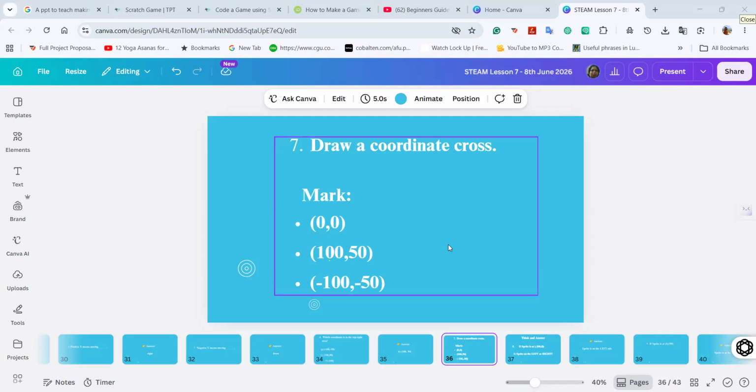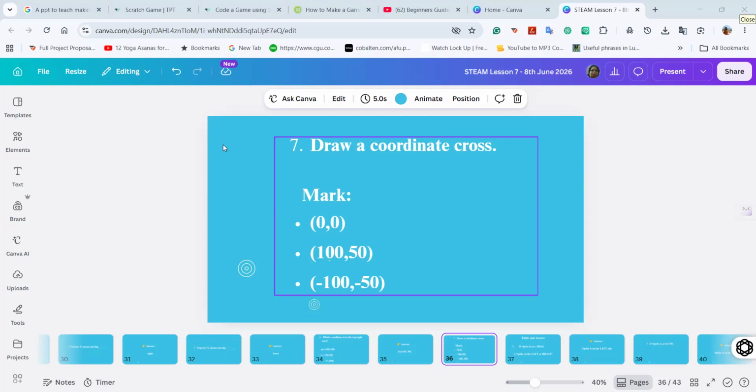Now you mark the X axis with numbers. Put values. Write 50, 100, 150, 200. And on the left side, minus 50, minus 100, minus 150, minus 200. Then on the top Y axis, you write 50, 100, 150, 200. Then on the bottom Y axis, you write minus 50, minus 100, minus 150, minus 200. Done?